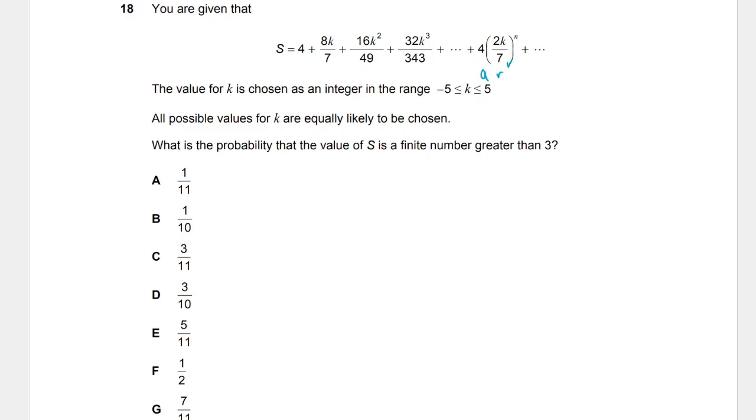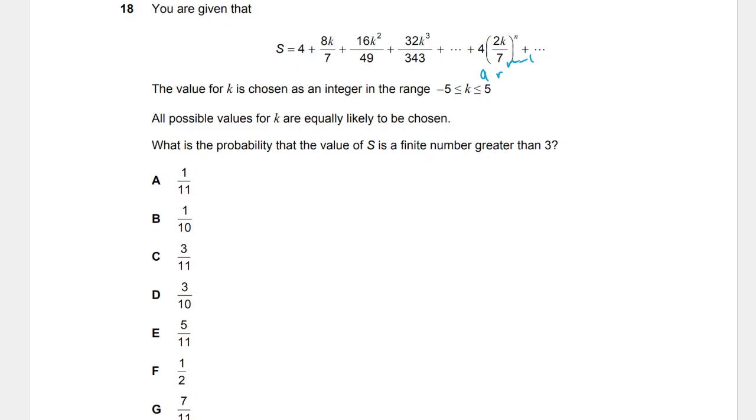This is a r to the n, right? So, well, n minus 1, I suppose, but n and n minus 1 are the same thing in sum to infinity anyway. So we have the a's and we have the r's, right? So what does the question want? The value of k is chosen as an integer in the range -5 to 5, inclusive. Lovely. All possible values of k are equally likely to be chosen. What is the probability that the value of s is a finite number greater than 3?